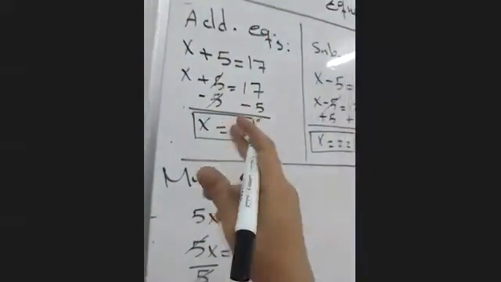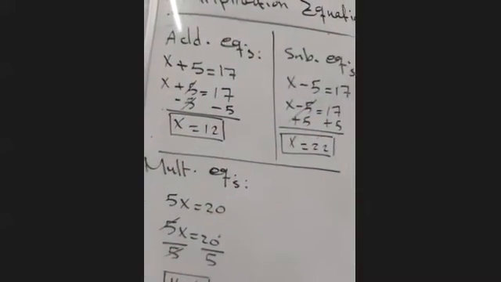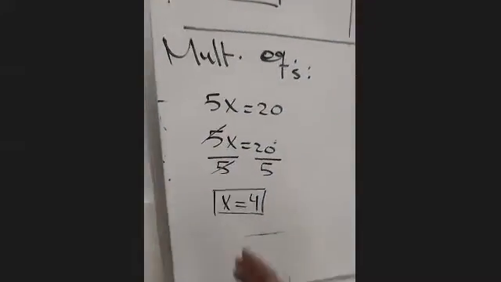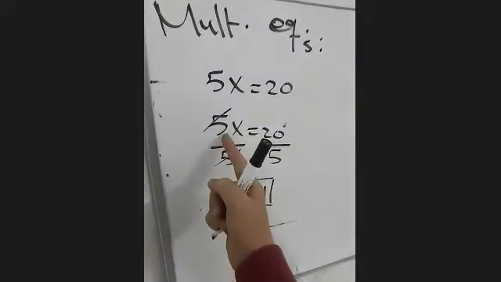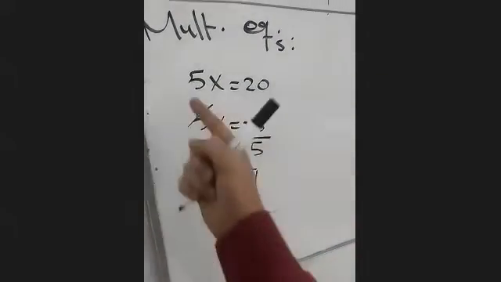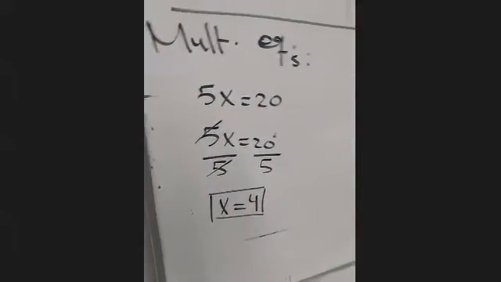So here the addition is the opposite operation for the subtraction, and the subtraction is the opposite operation for the addition. The opposite operation for the multiplication is the division. So we divide both sides by the number which is beside the variable.